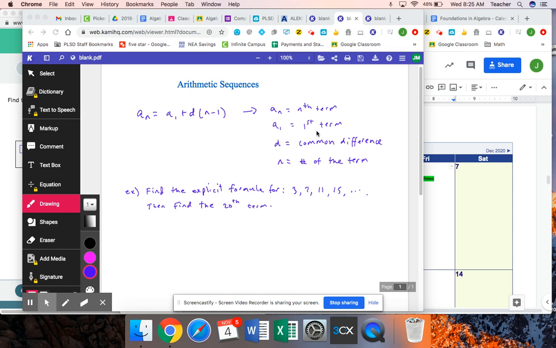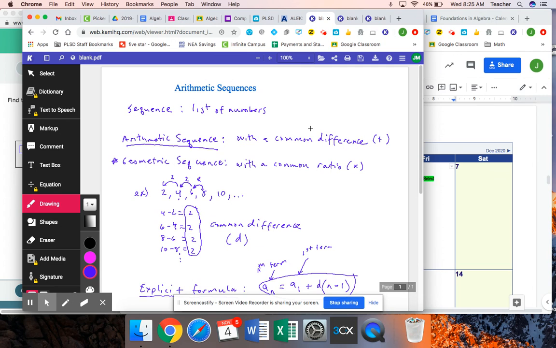All right, we're going to continue with arithmetic sequences. In the last one, it was kind of an introduction. It was a quick introduction, but I talked about what an arithmetic sequence is. It's one with a common difference. To contrast it, I'd let you know what a geometric sequence is. We'll get back to that at some point.